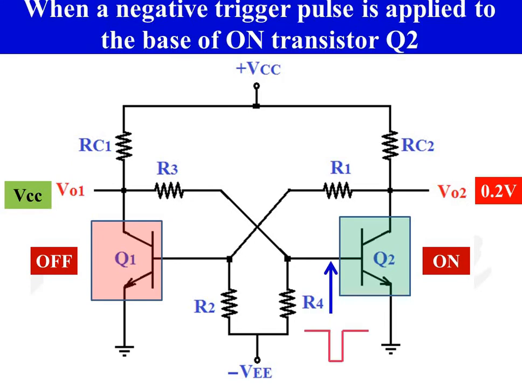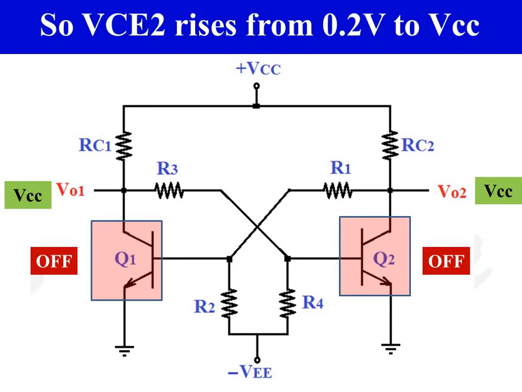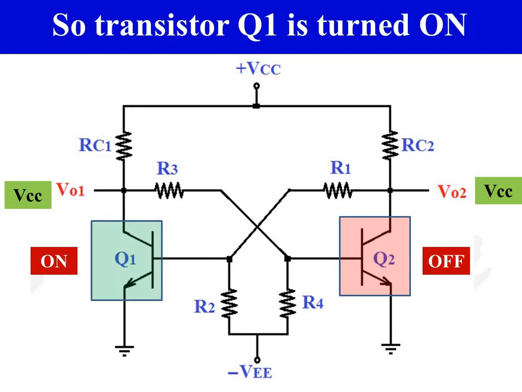When a negative trigger pulse of very short duration is applied to the base of the on transistor Q2, transistor Q2's base emitter junction is reverse biased for a moment. So, transistor Q2 is turned off. As transistor Q2 is turned off, its collector voltage rises from 0.2 to plus VCC. As the collector voltage of transistor Q2 rises, transistor Q1's base emitter junction becomes forward biased. So transistor Q1 is turned on.